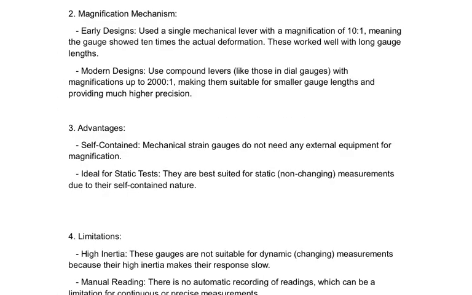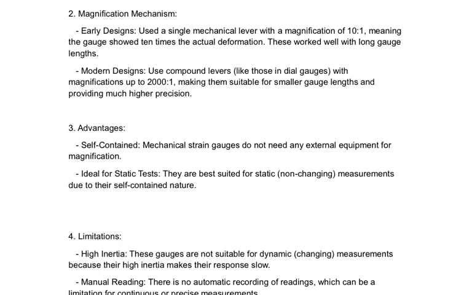Coming to the magnification mechanism, early designs used a single mechanical lever with a magnification of 10:1, meaning the gauge showed 10 times the actual deformation. These worked well with a long gauge length. Modern designs use a compound lever with a magnification of up to 2000:1, making them suitable for smaller gauge lengths and providing much higher precision.